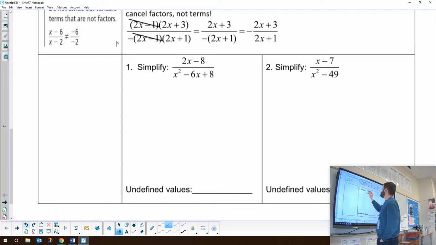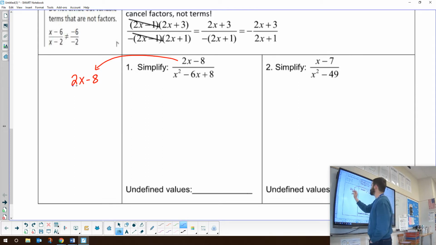So let's take a look here. I'm going to take this 2x minus 8 over to the side, and I'm going to factor that first. 2x minus 8. How can we factor that? Well, first we look for a GCF, right? And my GCF for these two is going to be 2. So I'm going to pull out a 2 out of both of these. We're going to get 2 times x minus 4.